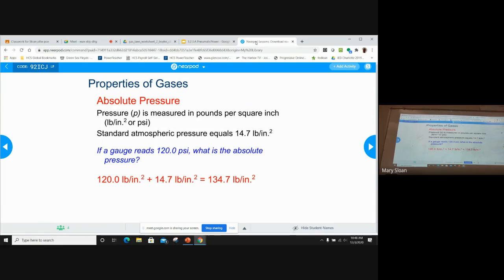And please write down the sample problem. If you have a gauge of 120 psi, the absolute pressure is you would take that number, add it to 14.7, and you would get 134.7 pounds per square inch.